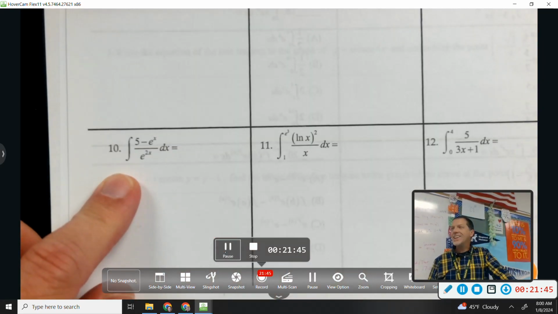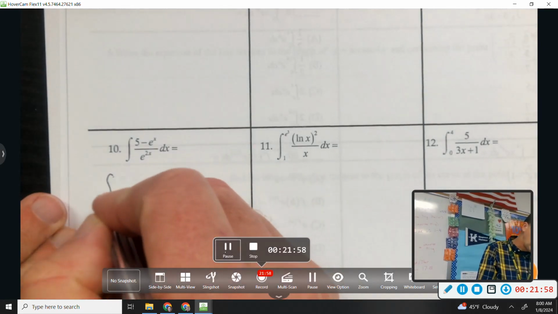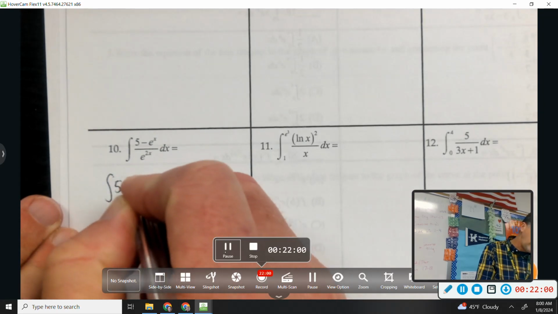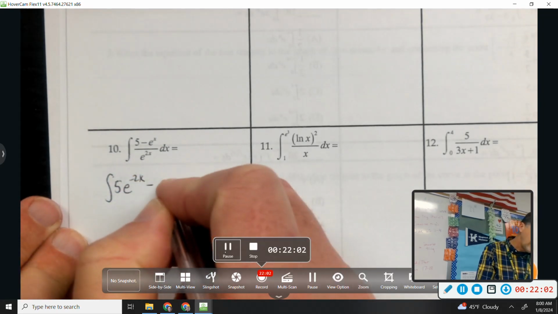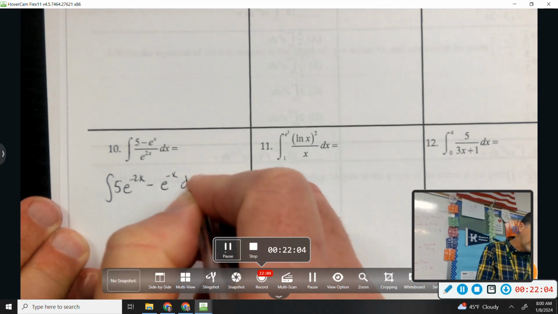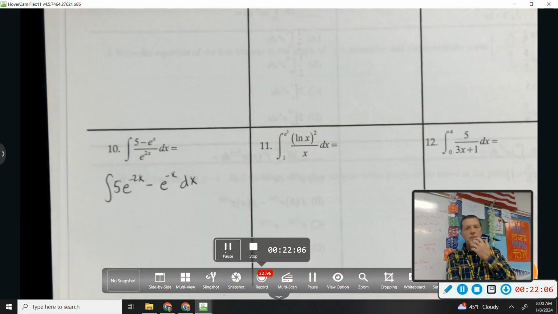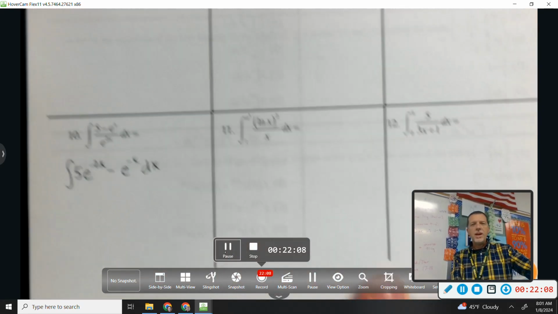What would you do on 10? If you glossed over 10, what would you do first on 10? We've done it a couple times. We did it once earlier today even. Algebra first. So I would make this 5e to the negative 2x minus e to the negative x. Alright, but yeah, number 11.